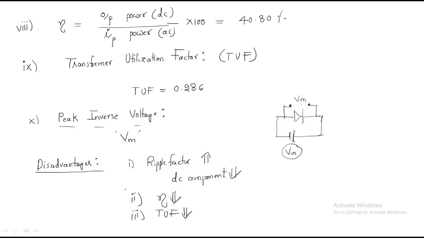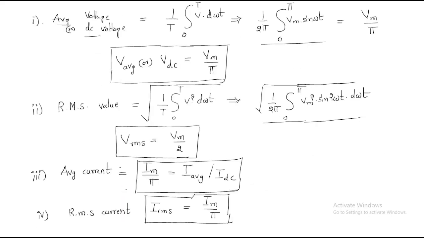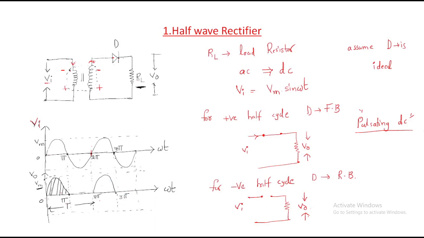This is about the half wave rectifier. Keep in your mind, half wave rectifier means we are rectifying AC to pulsating DC, but we are using only half of the wave. That's why it is called a half wave rectifier.